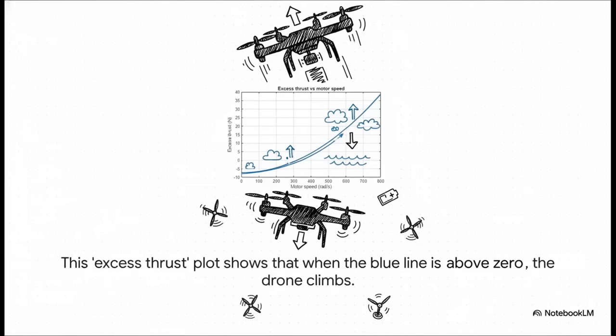Okay, so what happens when we break that perfect balance? Well, take a look at this plot of excess thrust. It's pretty simple. When that blue line goes above the 0 mark, it means our upward force is winning the fight against gravity, and yep, the drone climbs. If it dips below 0, gravity wins and the drone comes down. It's a perfect visual of that constant power struggle.